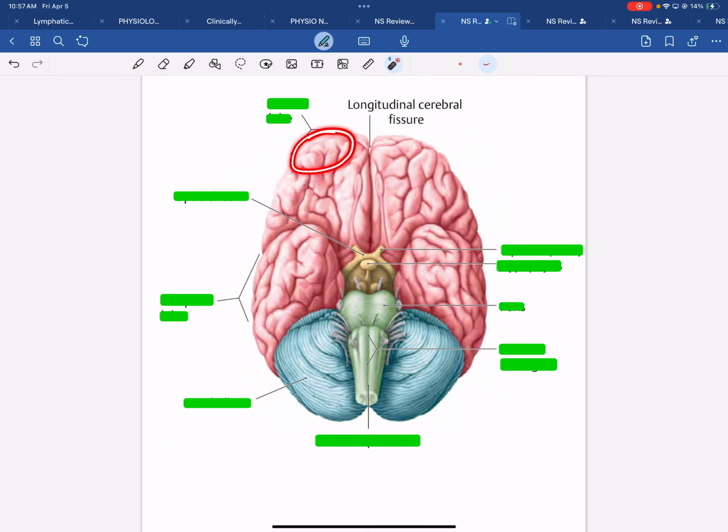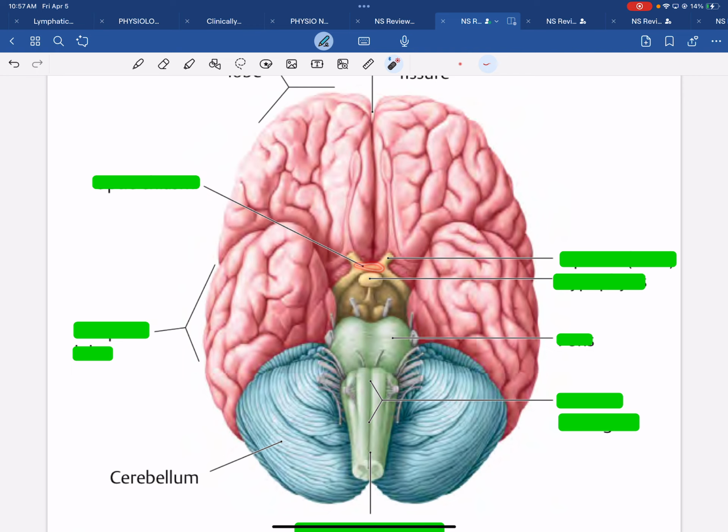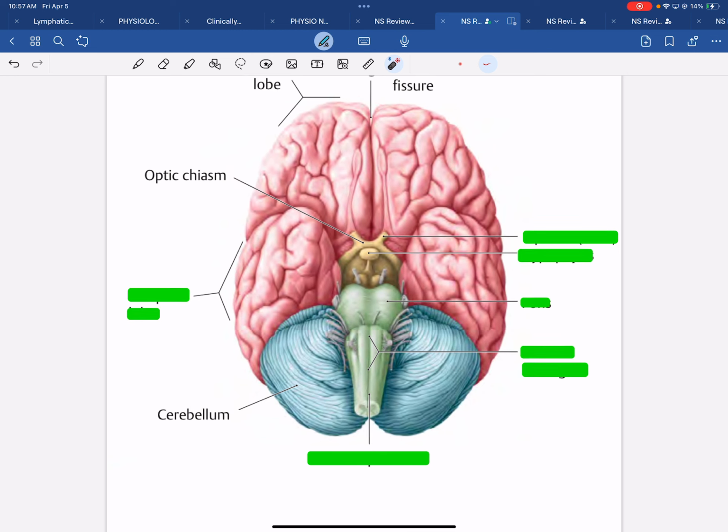Which lobe? Occipital? Not occipital, oh, just kidding, that's frontal. This is frontal, nice, right? This is frontal because this is the what? Cerebellum. The cerebellum, and the cerebellum is posterior. What is this? Oh, this is the optic chiasm. Okay, good. What's the optic chiasm do? That's the cross of the optic nerves. Good, allows the decussation of the optic nerves, the crossing over of the optic nerves, good.